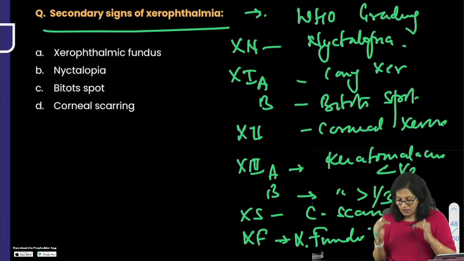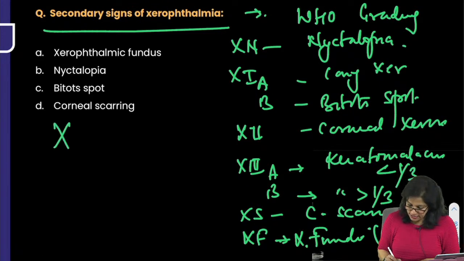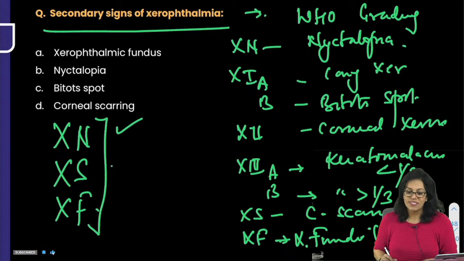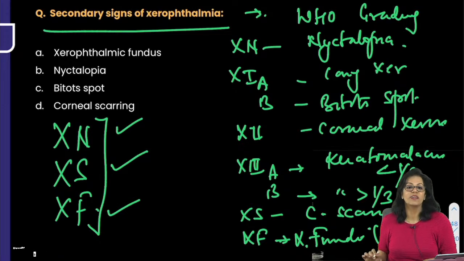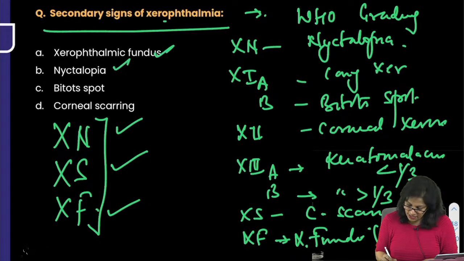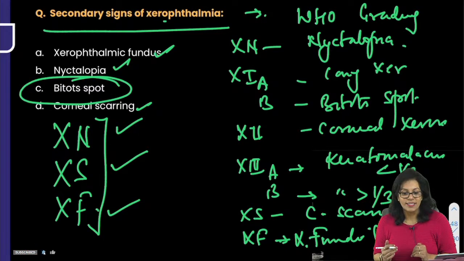Please remember, when we say secondary signs, it means it can be seen in other conditions as well. So, which are the secondary signs? Very simple: XN, XS, XF. These are the secondary signs. You know other causes of nyctalopia, other causes of scarring of the cornea, other causes of white spotted fundus. So, what will be the answer here? Which is not a secondary sign of xerophthalmia? This is an except question, all in except, because this is secondary, this is secondary, this is secondary. So the answer is Bitot spot. Rest all three are secondary signs.